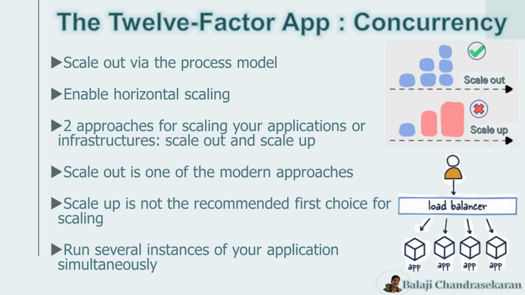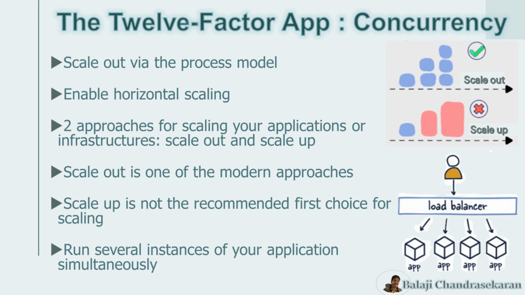Scale up is not the recommended first choice for scaling the 12 factor applications. However, it is an option for scaling virtual machines. For example, scale up allows you to increase the RAM, the number of processors, disk space, etc. Remember that scaling up to increase the machine power will inevitably involve additional costs, so you need to select your machine attributes based on your requirements.